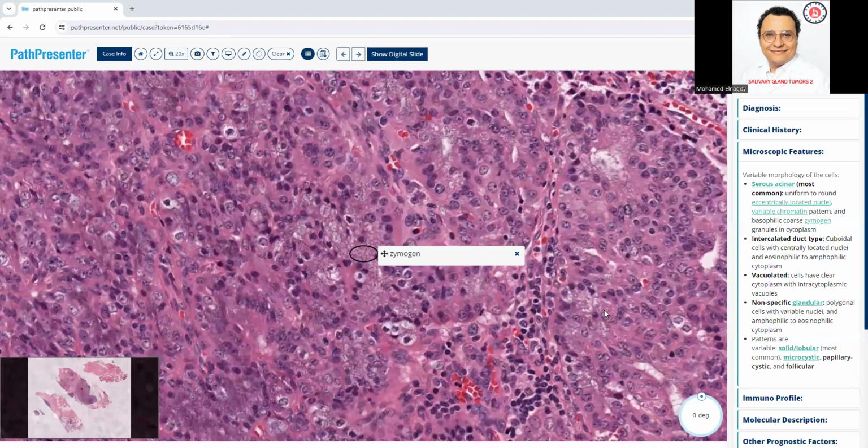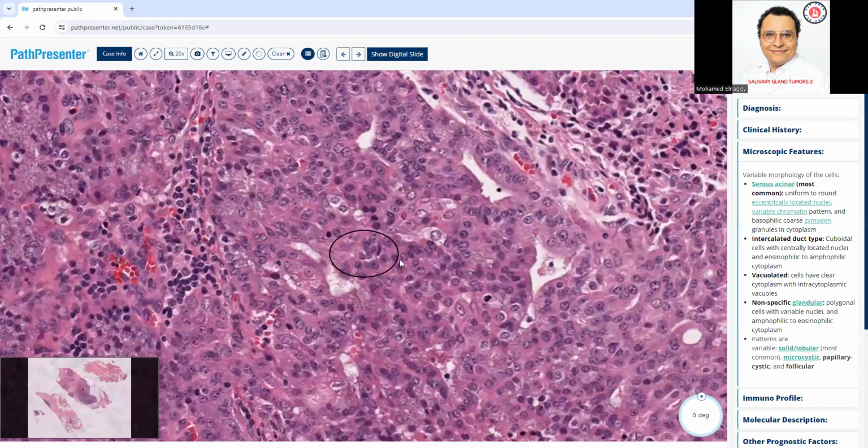So these are the zymogen granules. She's referring to this one. Yes, these are the granules that we saw everywhere. And it has some kind of eccentrically located nuclei, some variable chromatin, with zymogen granules. That's the only keyword that you have: the zymogen granules, which are there in the cells. Okay. Yes. All right. Thank you.